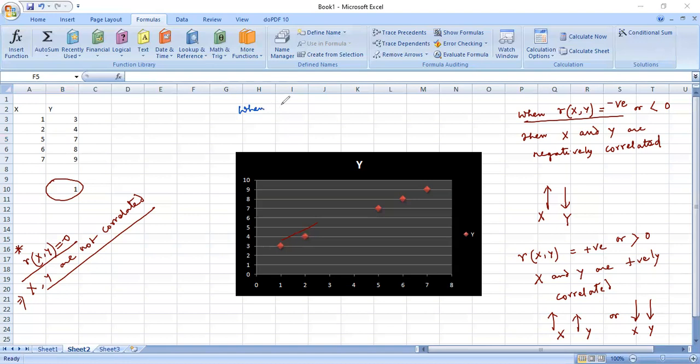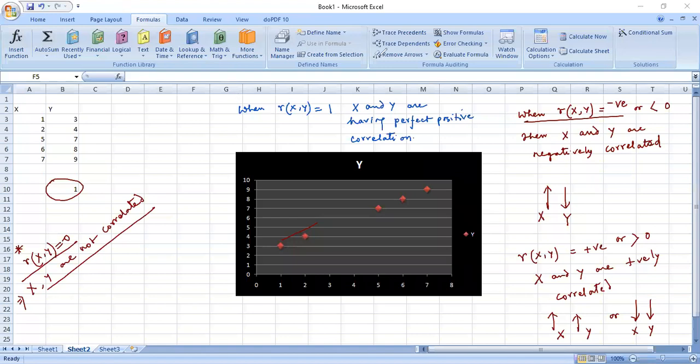So my point is that when Rxy is equal to 1, X and Y are having perfect positive correlation. X and Y are having perfect positive correlation. Okay. And I'll change the values a little bit further over here.